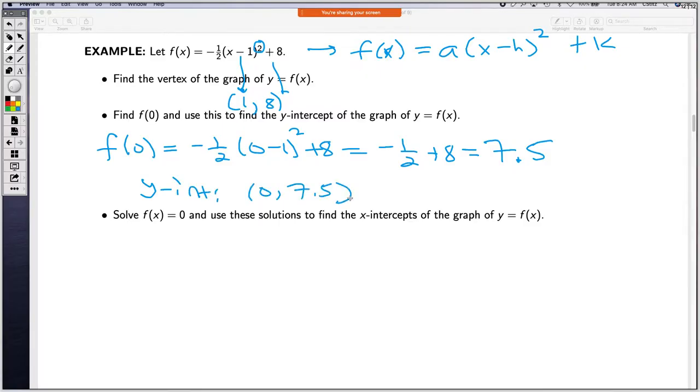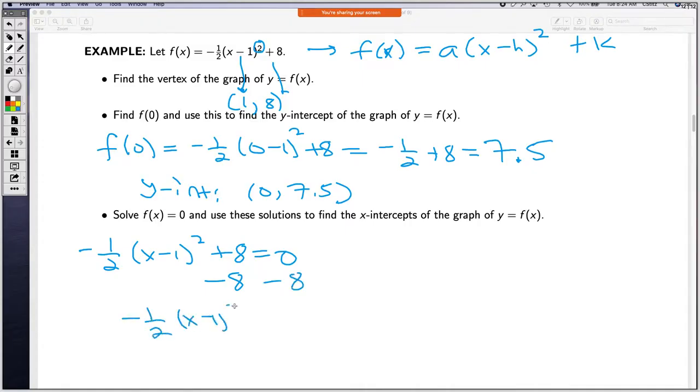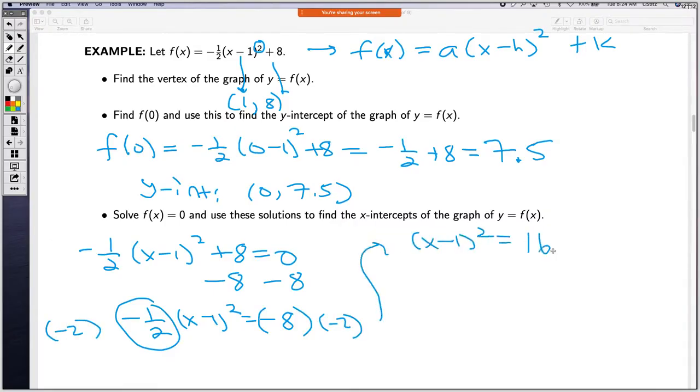Now solve f(x) = 0 and use these solutions to find the x-intercepts of the graph. Once again, I have only one x in this formula, and I work my way out. The last thing that happened is I'm adding the 8, so the first thing I have to undo is subtracting the 8. Then I get rid of the multiplication by negative 1/2 by multiplying both sides by negative 2. So I get (x - 1)^2 equals a positive 16.